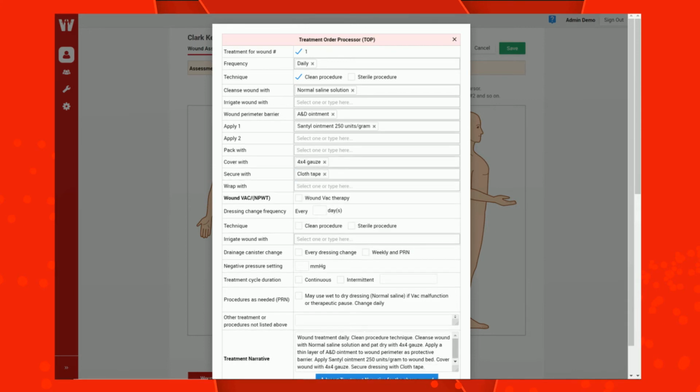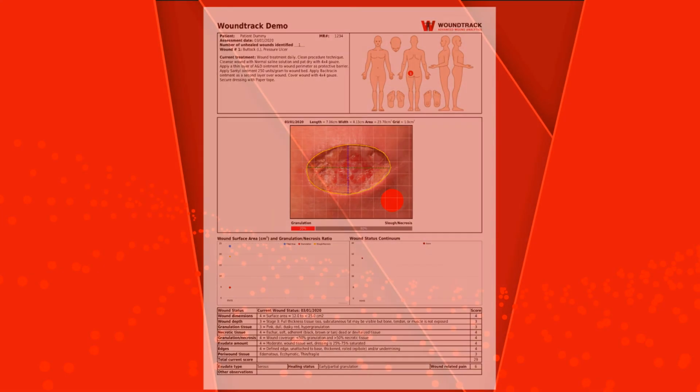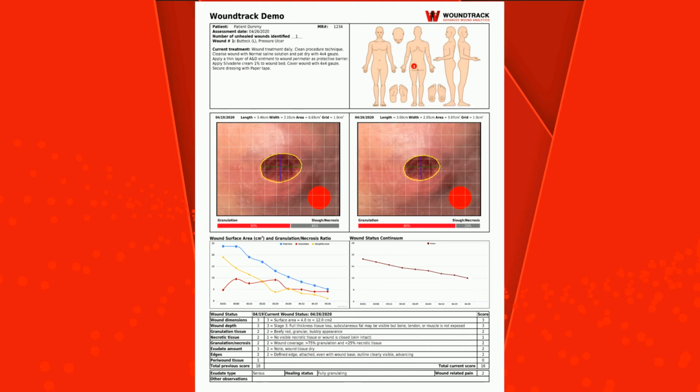Once completed, the wound analytics can be viewed or printed. The following are the wound analytics for the 10 assessments done on our sample wound that shows how the wound has changed over time. The right column is the current assessment, and the left is the previous assessment.